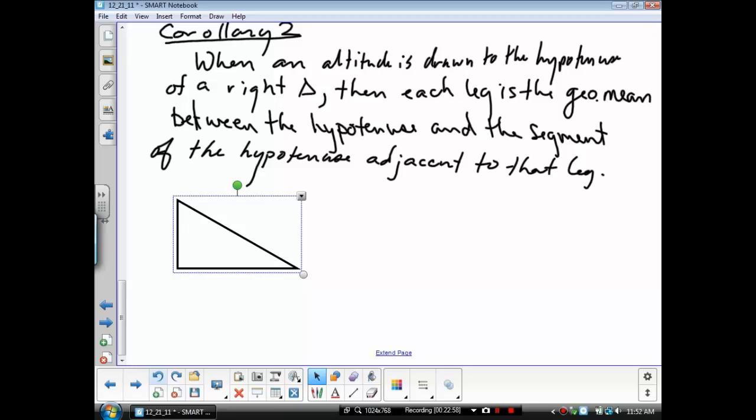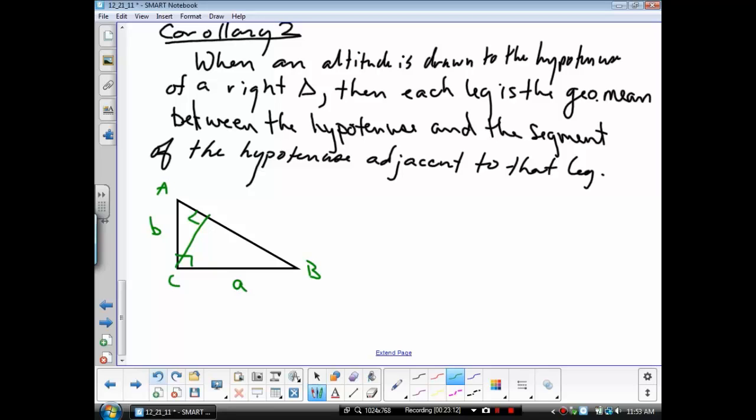Okay, so here's our right triangle. We need an altitude drawn to the hypotenuse. And we're going to again label our triangle so that it has sides A, B, and C. And then we have shorter segments E and F. I did it different, that's okay, I guess. Maybe I should be consistent. Okay. So this is D and E and F.